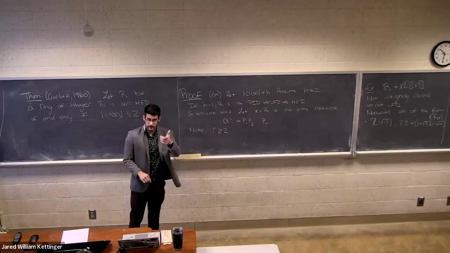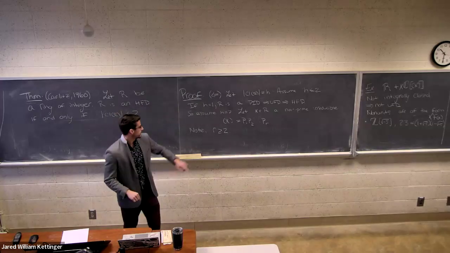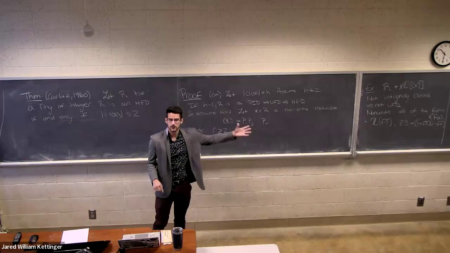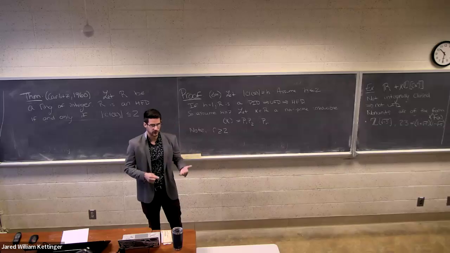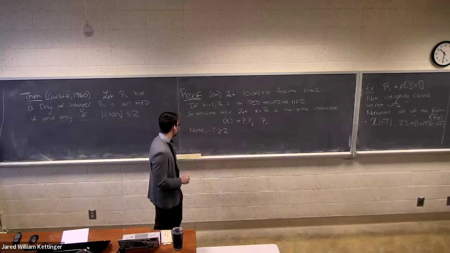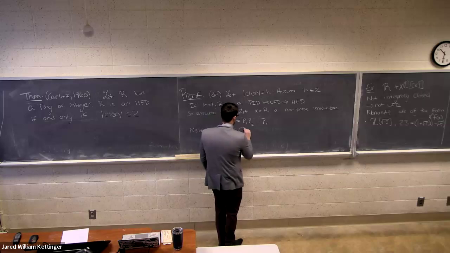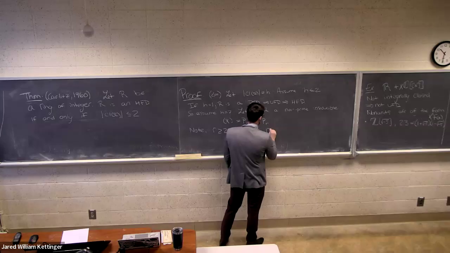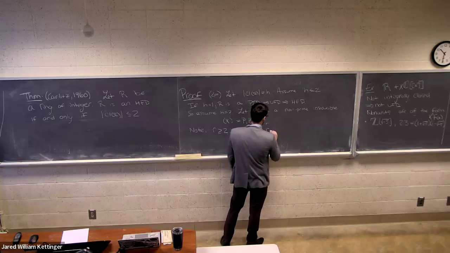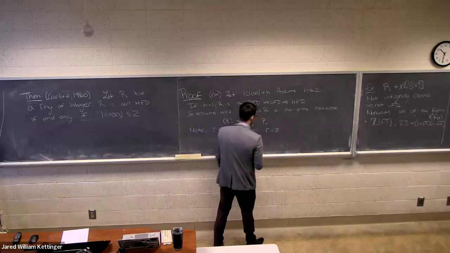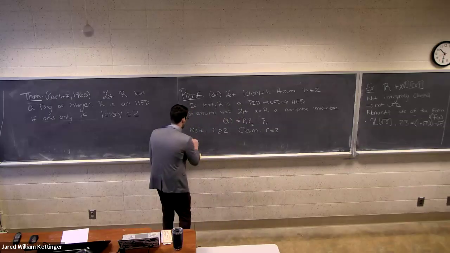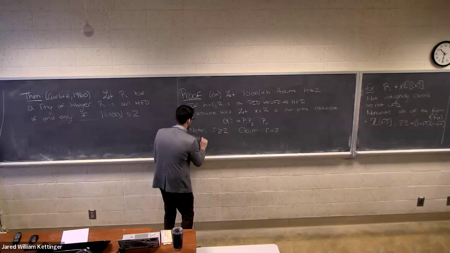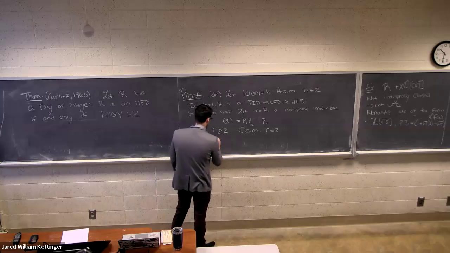It's not prime. Right, it's not prime. If r was 1, then it would generate a prime ideal, but it's not prime. So it can't do that, because if an element generates a prime ideal, it is itself prime. I claim that r is actually equal to 2. And so we'll assume not, and show that we can derive a contradiction.